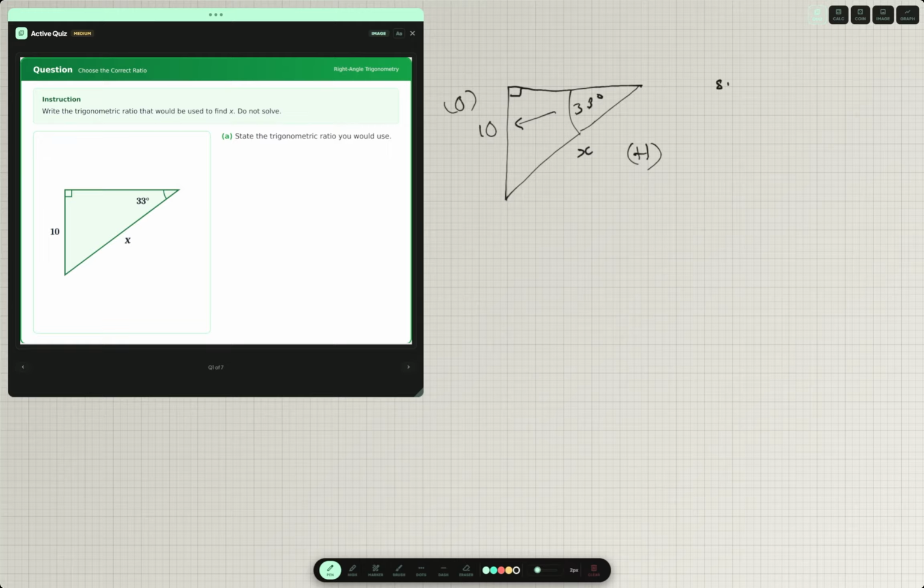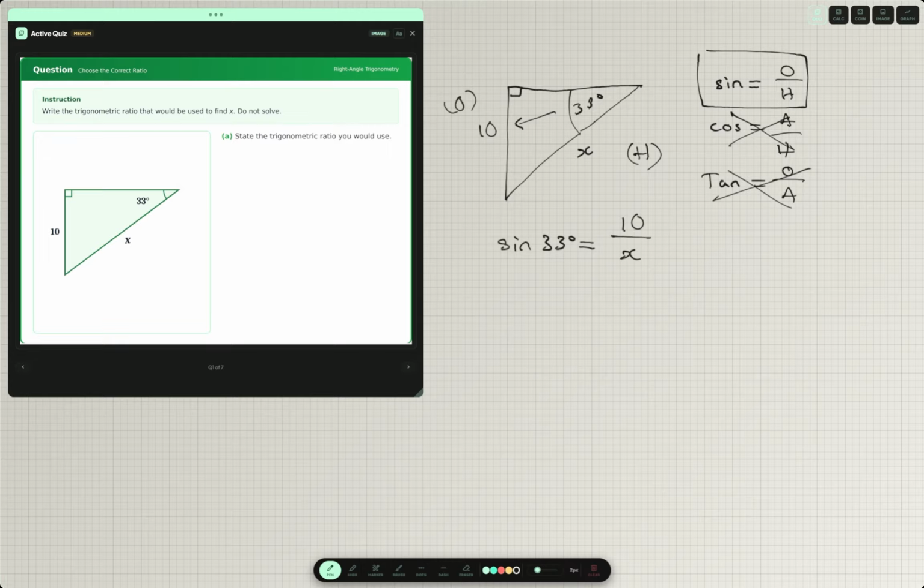All right, we know that sine is equal to opposite over hypotenuse, cos is equal to adjacent over hypotenuse, and tan is equal to opposite over adjacent. Now, if we look at this one here, we have an opposite, so we can immediately get rid of cos, and we have a hypotenuse, so we can immediately get rid of tan. So the one we should be selecting is going to be sine. That means that sine of 33 degrees is equal to 10 over x.